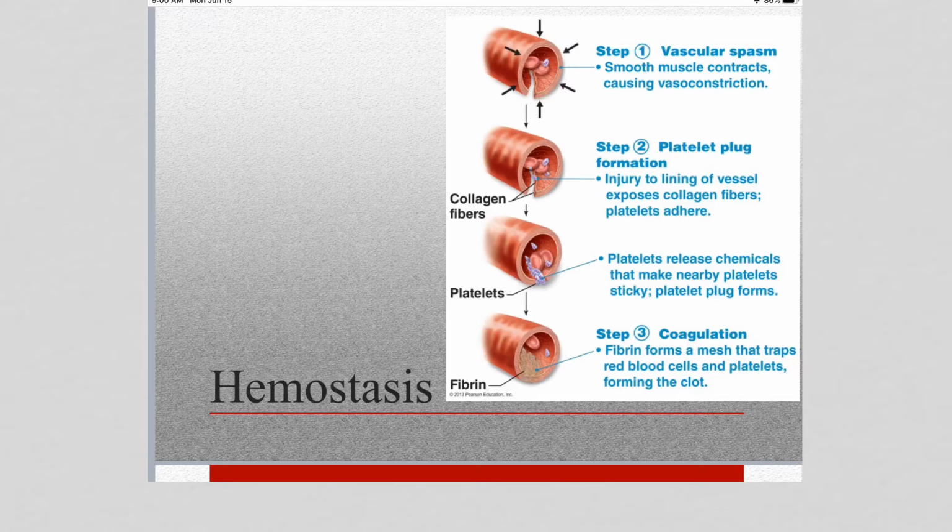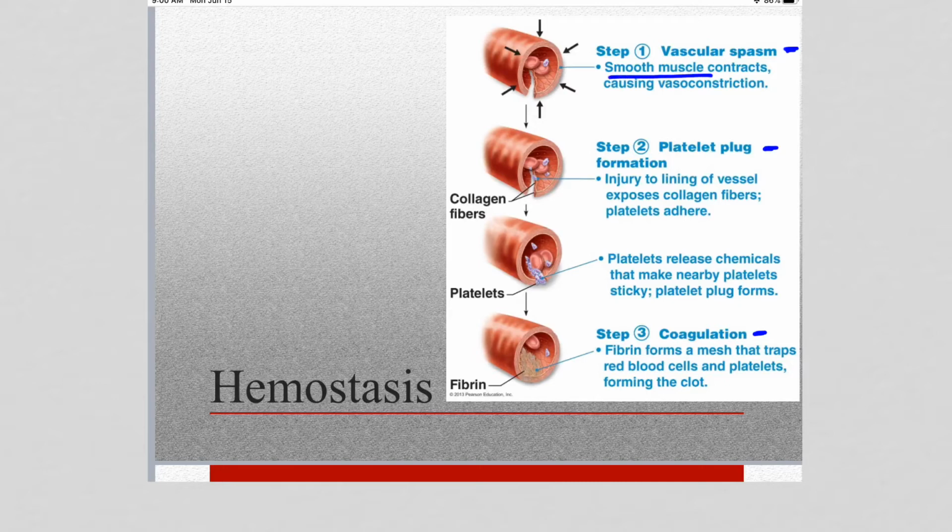You have 3 phases that occur in rapid sequence. The first one is vascular spasm, the second is platelet plug formation, and the last one is coagulation. For vascular spasm, if you look here, here's a damaged blood vessel wall. You're going to have vascular spasm occurring first. First thing that happens is vasoconstriction.